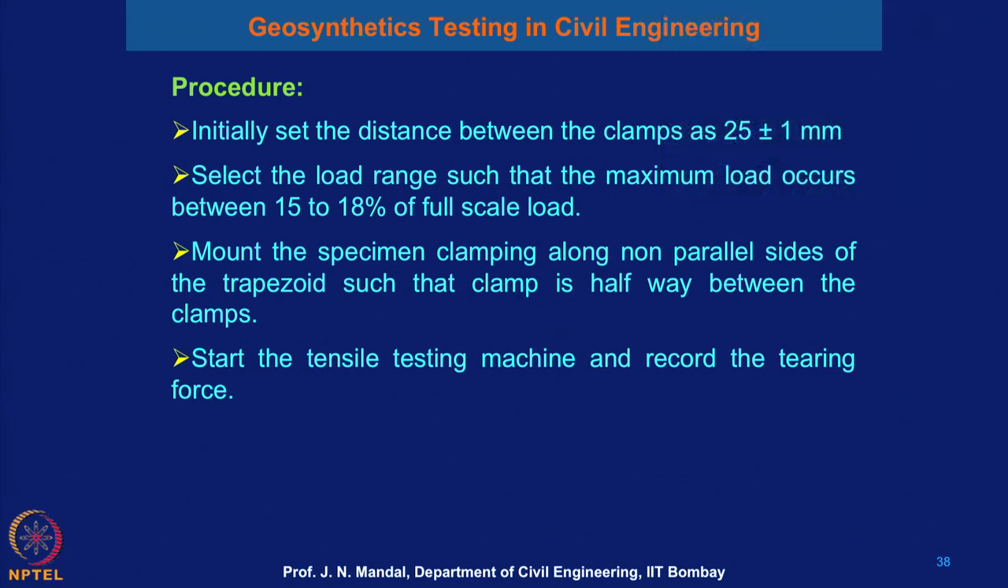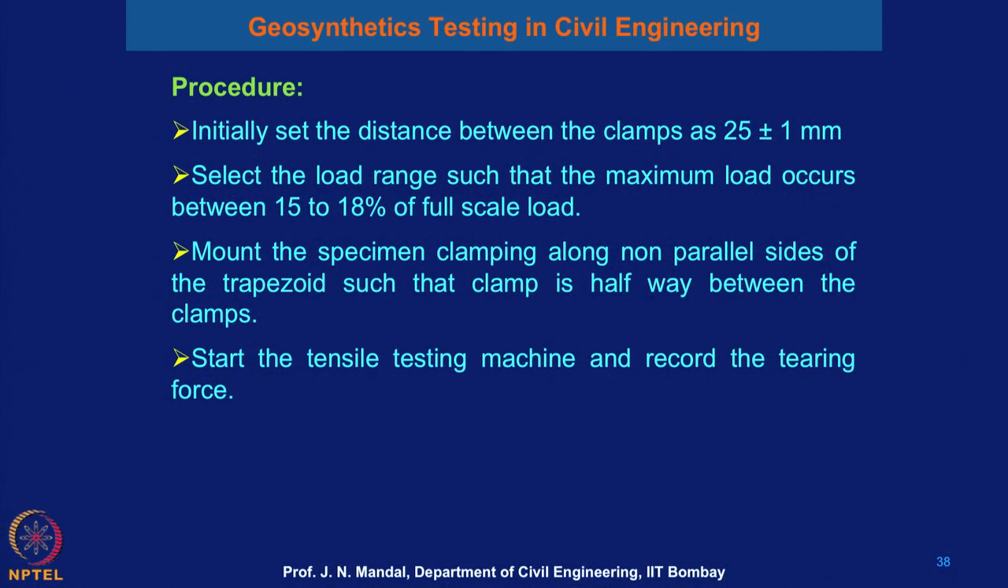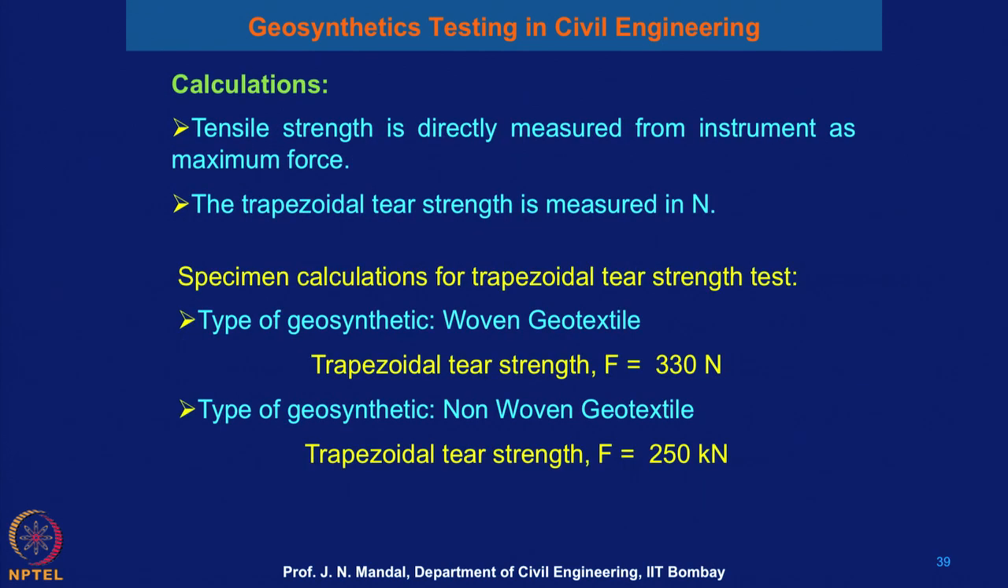So, procedure: initially set the distance between the clamps as 25 plus minus 1 millimeter. Select the load range such that maximum load occurs between 15 to 18% of the full scale load. Mount the specimen clamping along the non-parallel side of the trapezoid such that the clamp is halfway between the clamps. Start the tensile testing machine and record the tearing force.